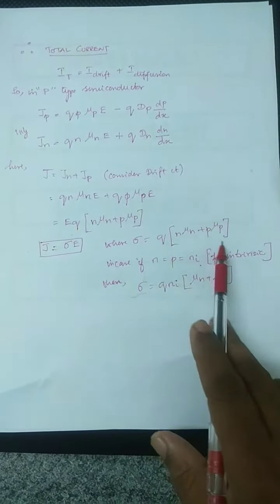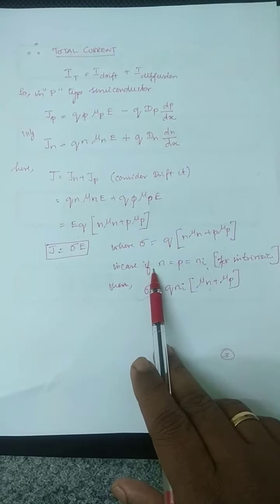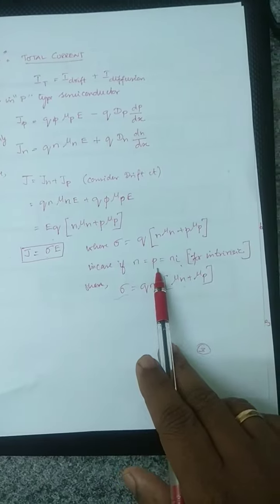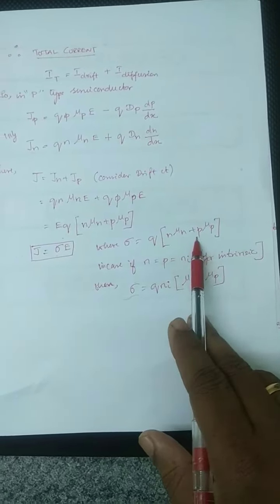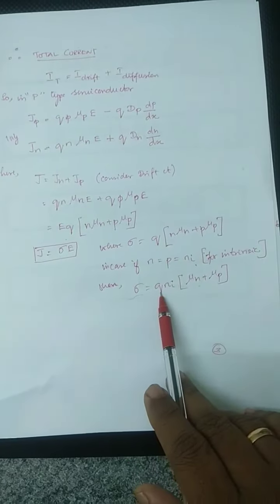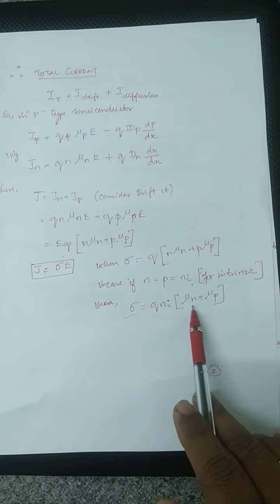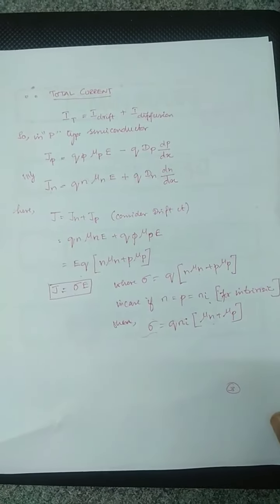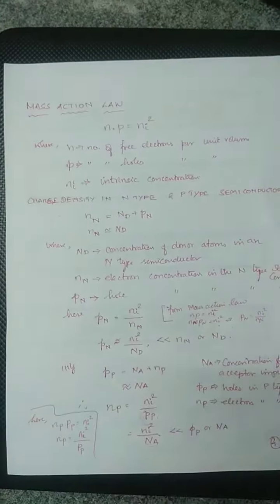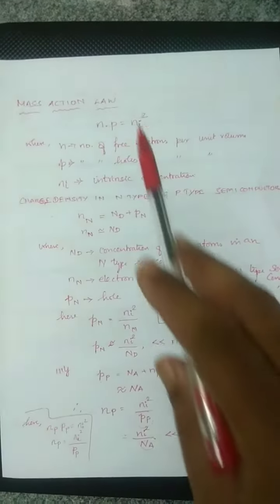What is this conductivity? In case I am going to use a pure semiconductor, where n = p = ni, then I can substitute ni here and take ni common. So q ni times the sum of the mobility of electrons and the mobility of holes, that is your conductivity. The next topic is the mass action law.